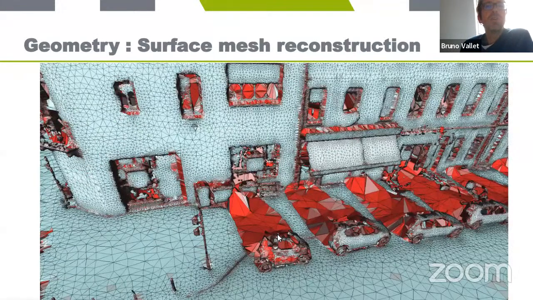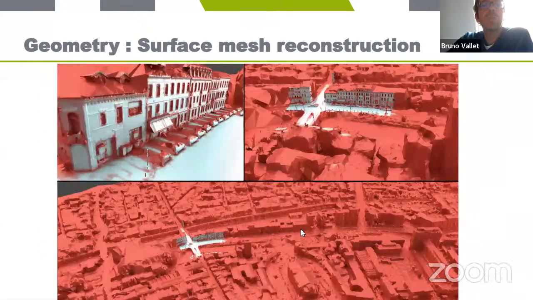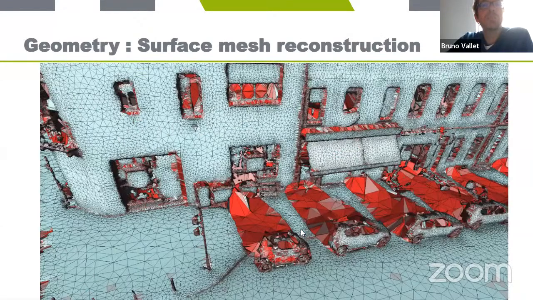So this is a close-up on a small part, so you see that you can have a very high level of detail using these mobile mapping systems that are very close to the scene, and still have information at a very large scale with the aerial LiDAR.